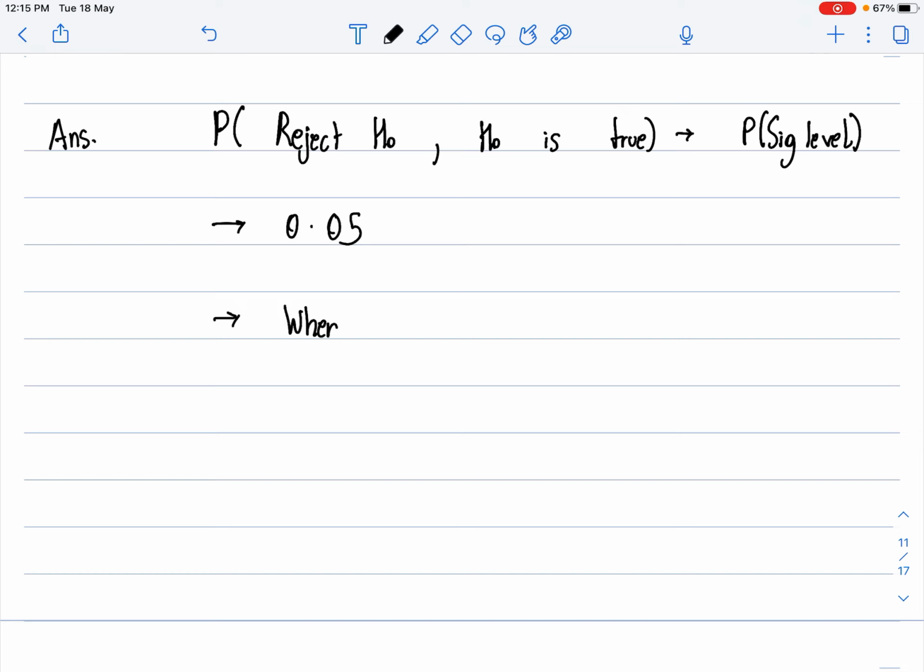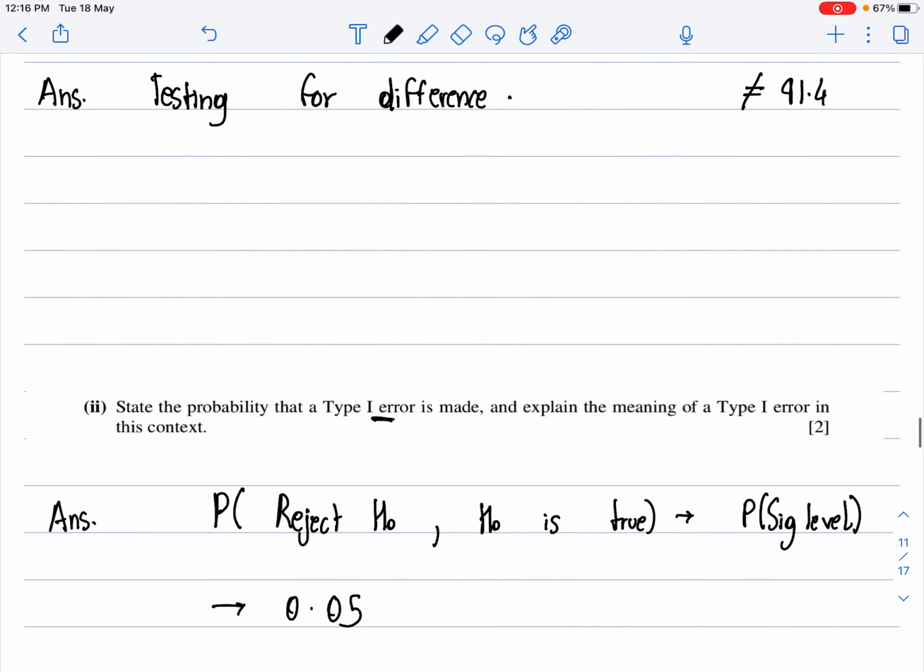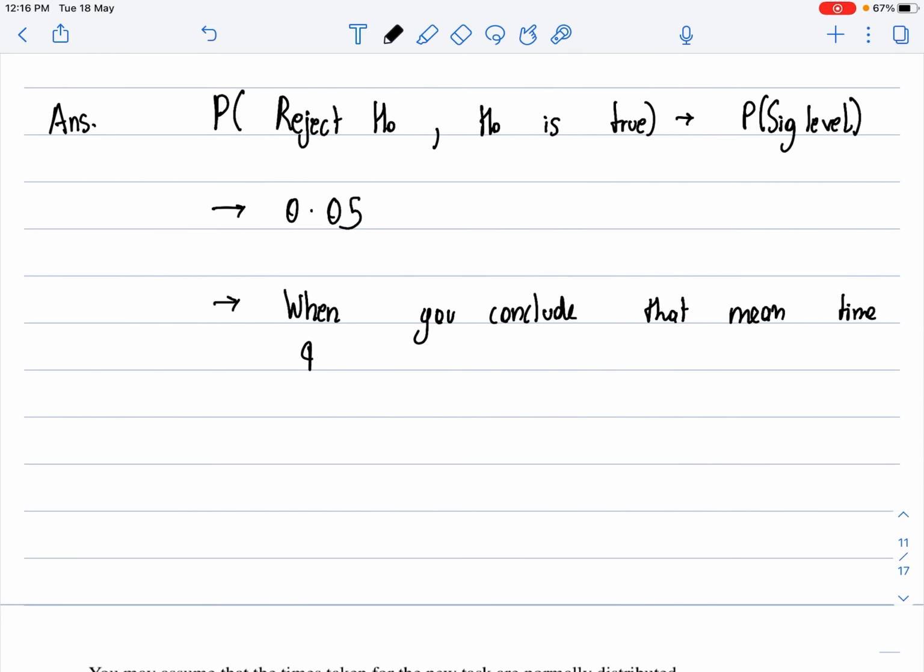In this case, type 1 error basically means when you conclude that the mean time, which is 91.4, has changed or is different, but it has not actually changed. That's why it's an error. This is what you can write.